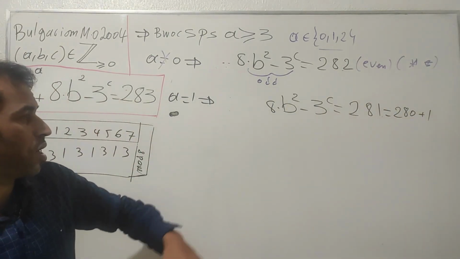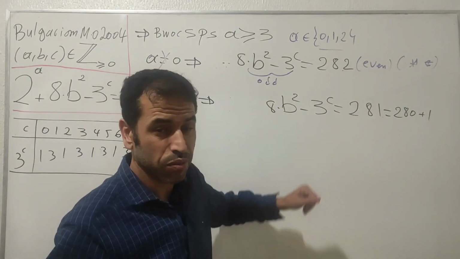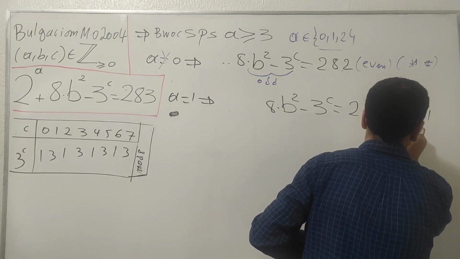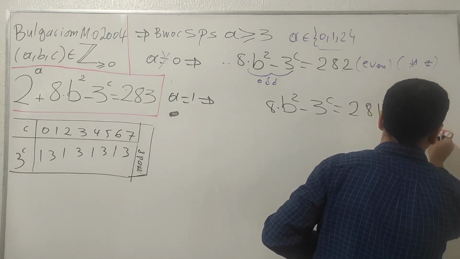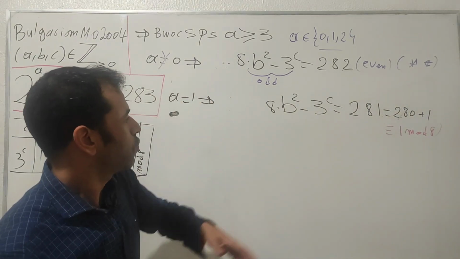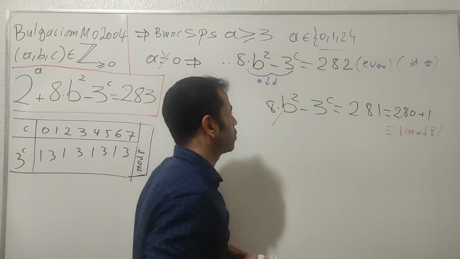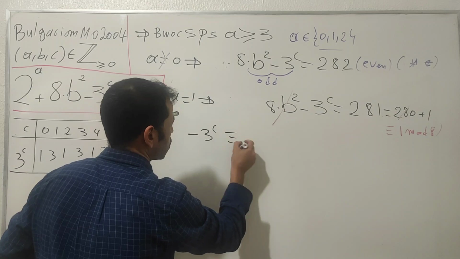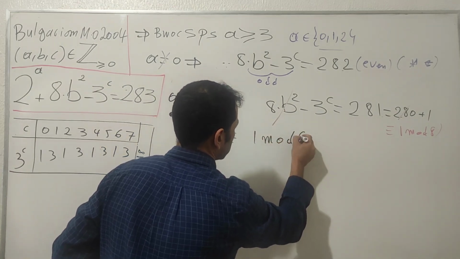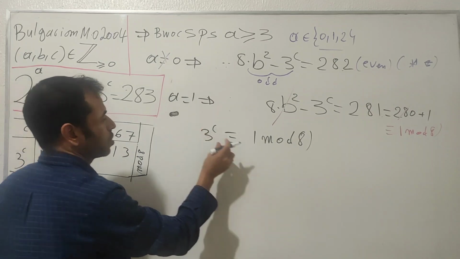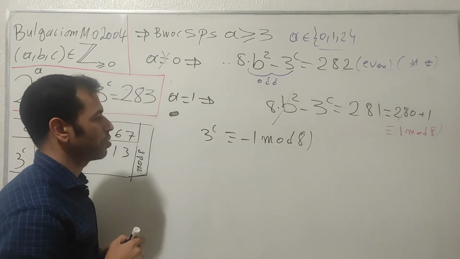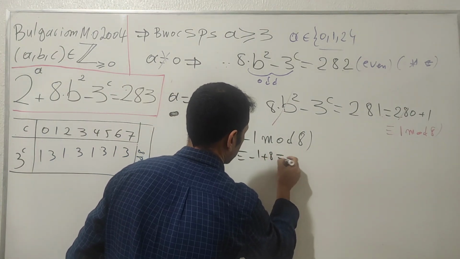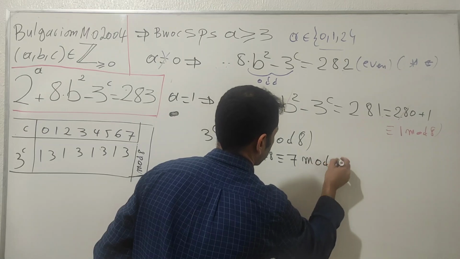Let's do the same thing that I have done before, reducing the equation mod 8. If I reduce it mod 8, I get 1 mod 8, because this one is 0. For the left-hand side of this equation, this one is also 0. I will be left with minus 3^c is congruent to 1 mod 8. Let's move this minus over to the right. I get minus number 1. Let's add number 8. I get minus 1 plus 8, which is congruent to 7 mod 8.